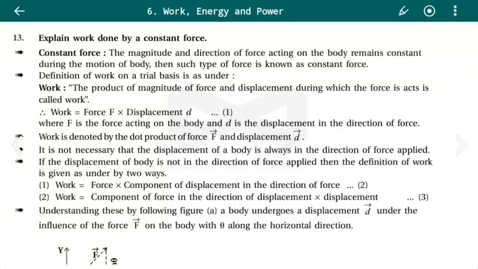In this video we are going to discuss the work done by a constant force. Explain work done by constant force. First of all, let us see the constant force.